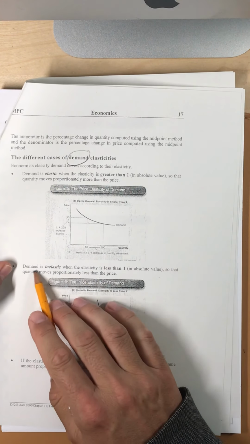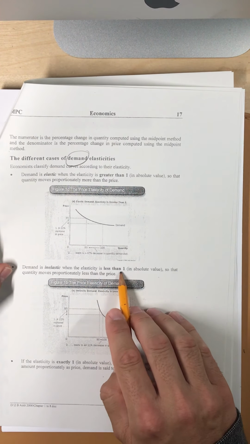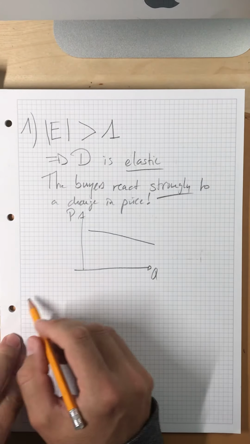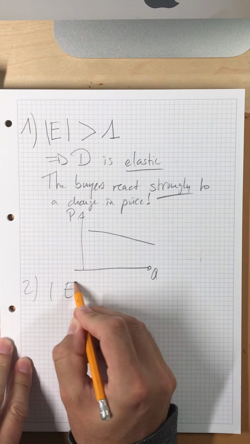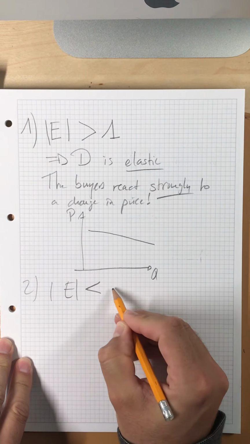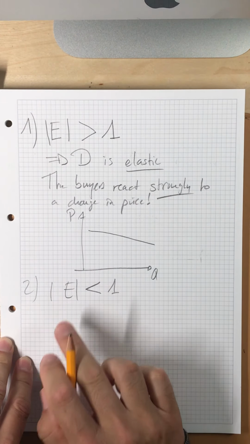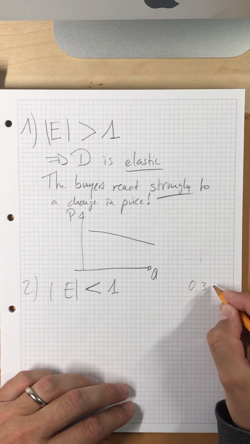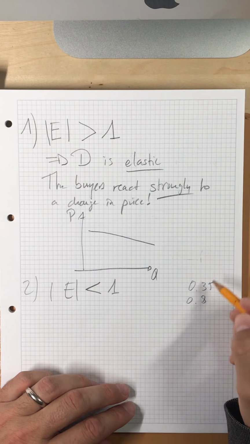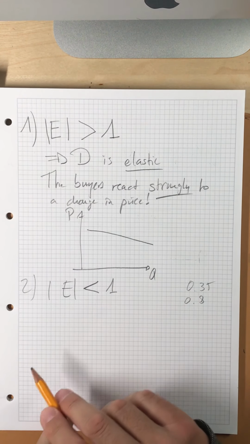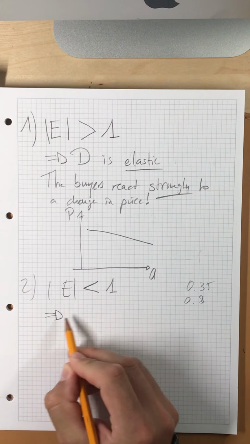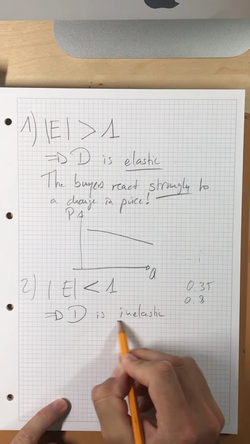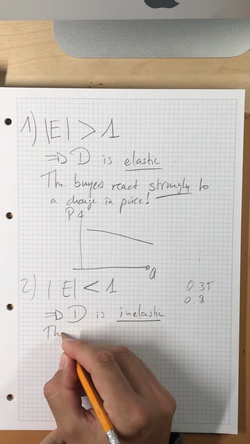Second case is demand is inelastic when the elasticity is less than 1 in absolute value, so the quantity moves proportionally less than the price. Second case is with the same formula, you find a number which is in absolute value smaller than 1. For instance, 0.35 or 0.8. That's smaller than 1 in absolute value. So demand is inelastic. Okay, inelastic.